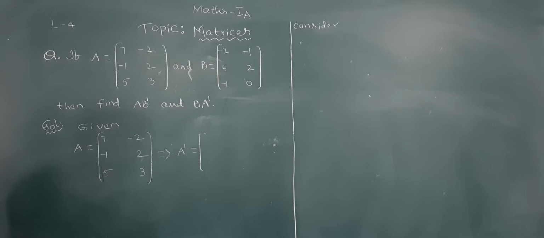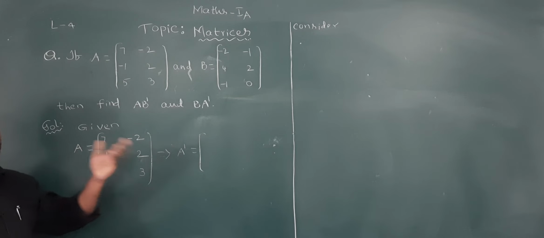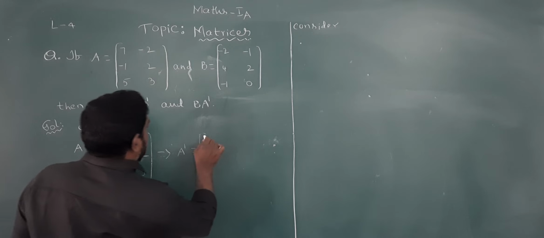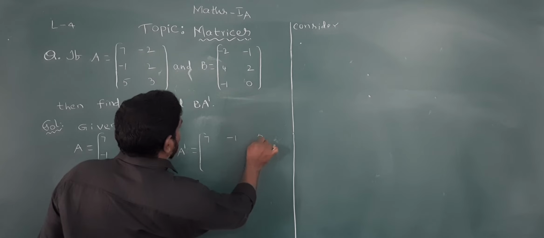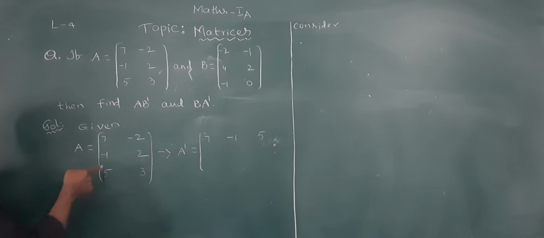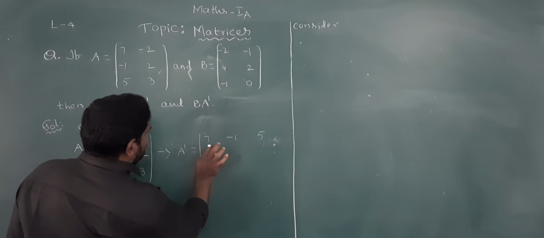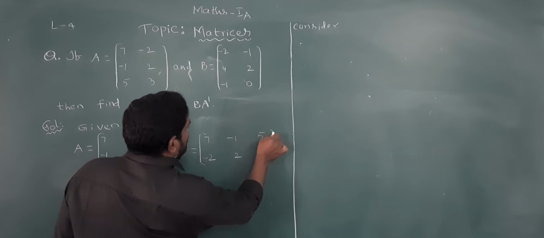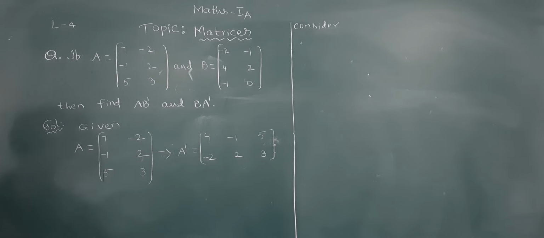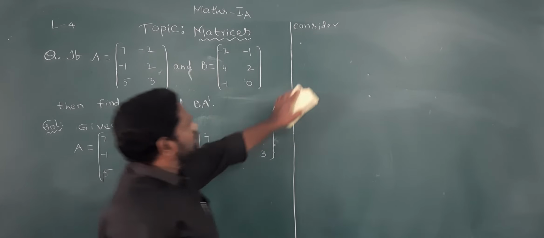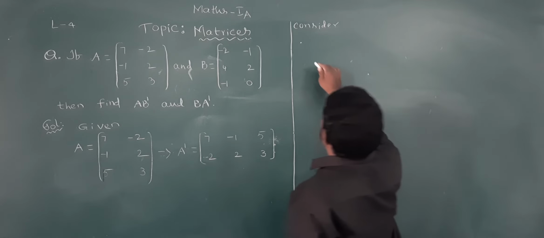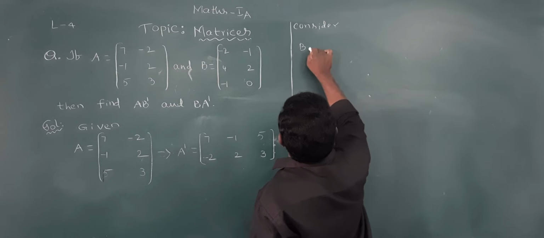How do we transpose it? The first column is written as the first row. Interchange the rows and columns. First column, 7, minus 1, 5, is written as the first row. Second column, minus 2, 2, 3, is written as the second row. Now, we are going to find the value of B into A transpose.